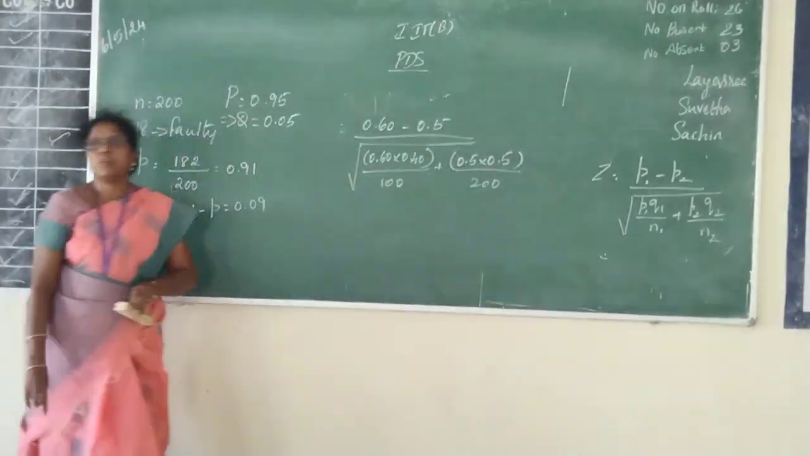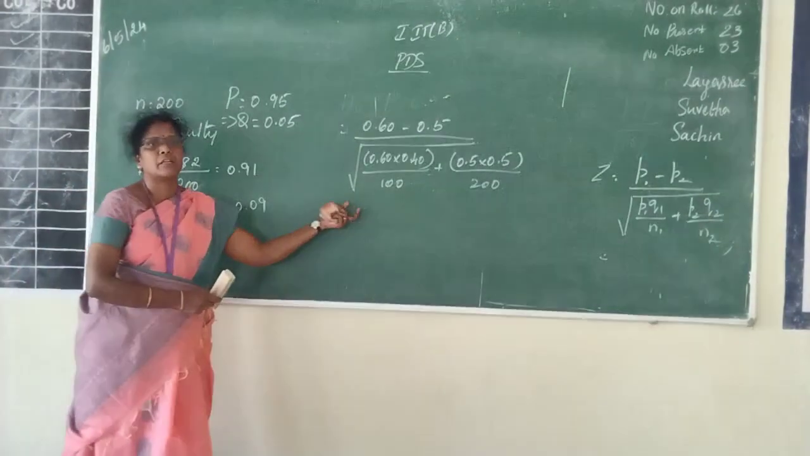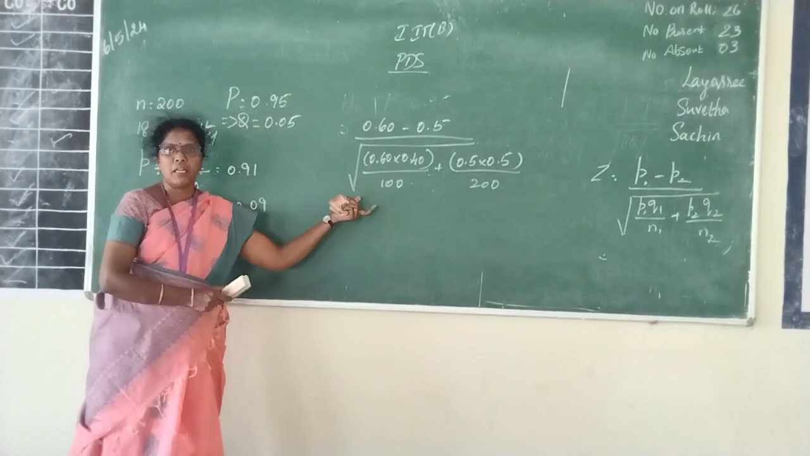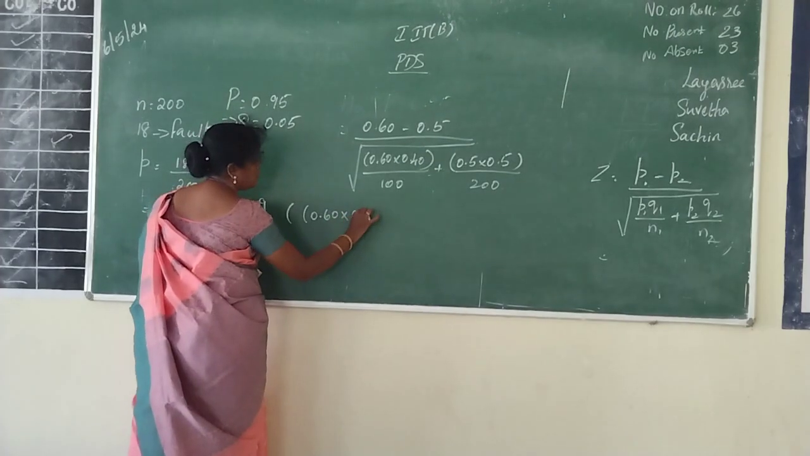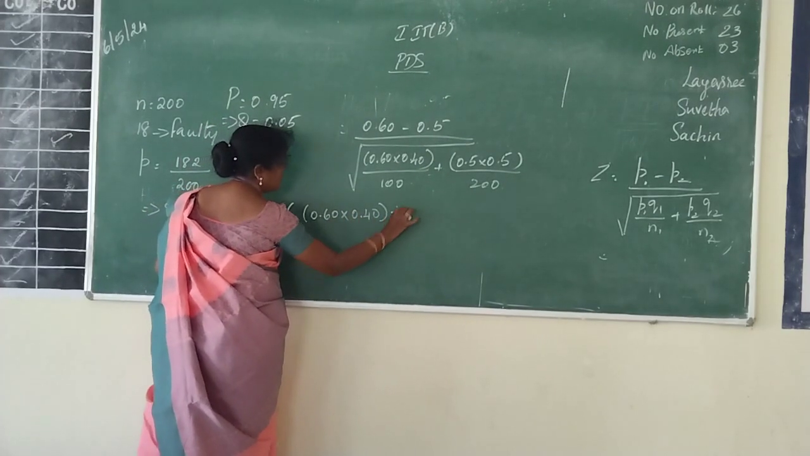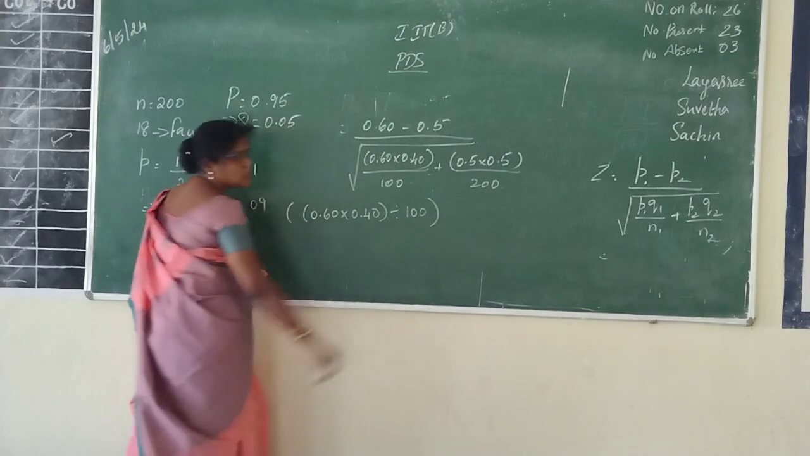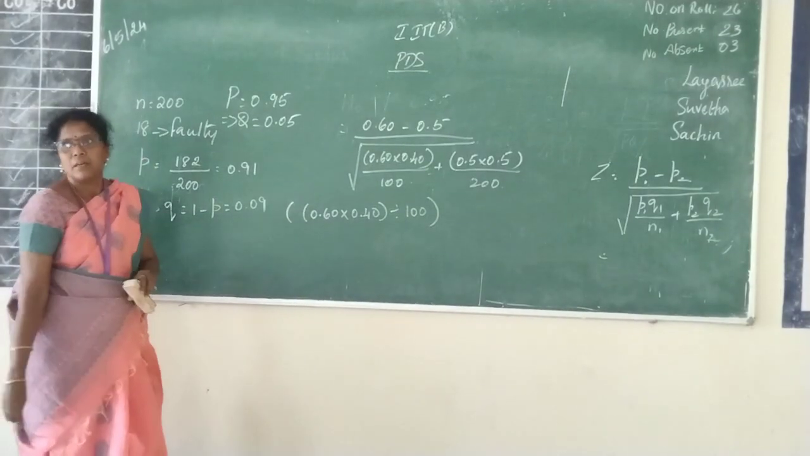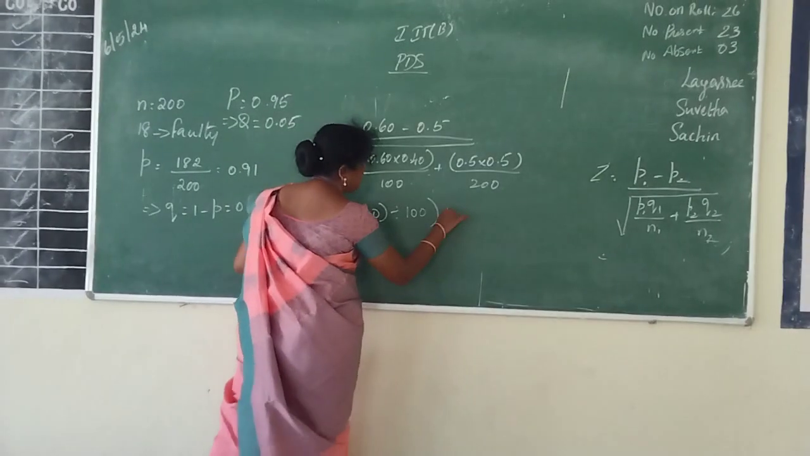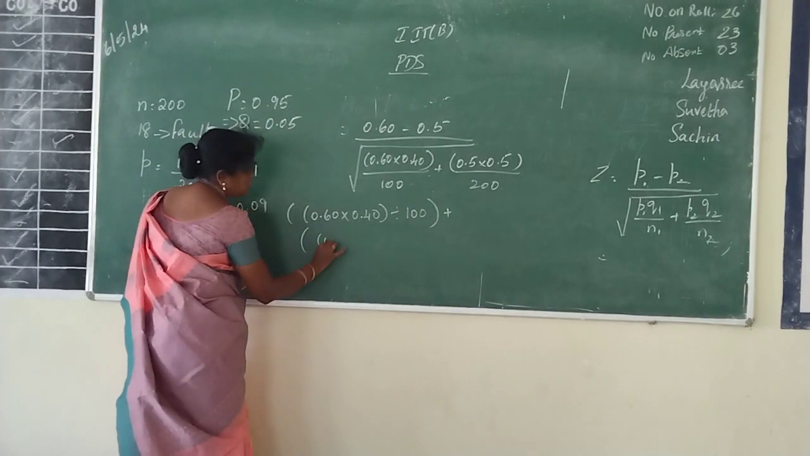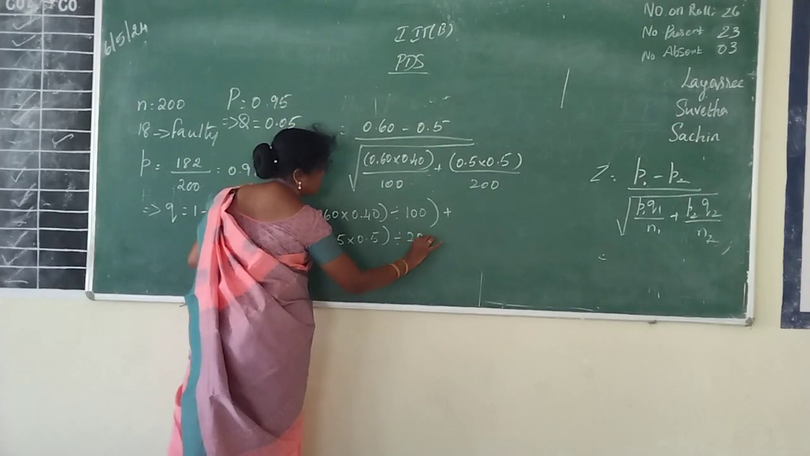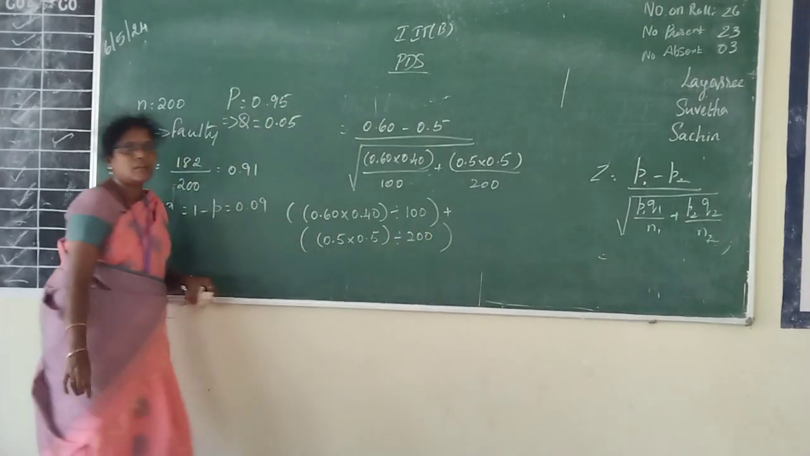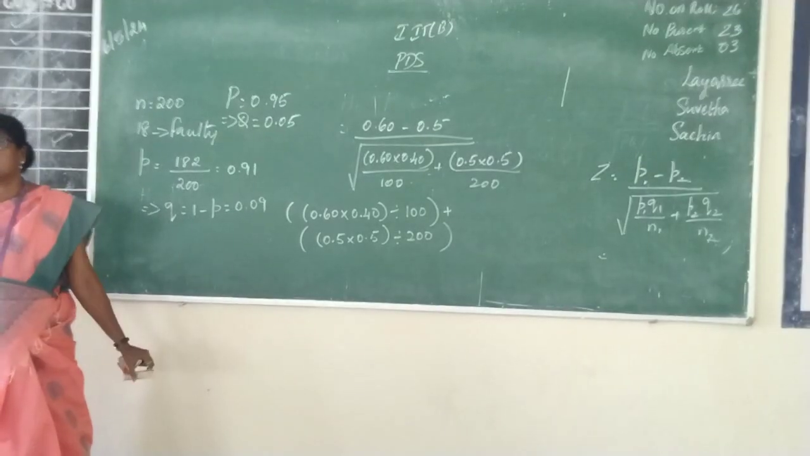Z equals 0.60 minus 0.5 divided by square root of 0.60 into 0.40 divided by 100 plus 0.5 into 0.5 divided by 200. As usual, when you input the data in the calculator, first go for the denominator. Open a bracket, again bracket, 0.60 into 0.40, close the bracket, divided by 100. This is your first term. Plus, again open a double bracket, 0.5 into 0.5 divided by 200. Close the bracket. This is the inner term, you should write like this, not separate.